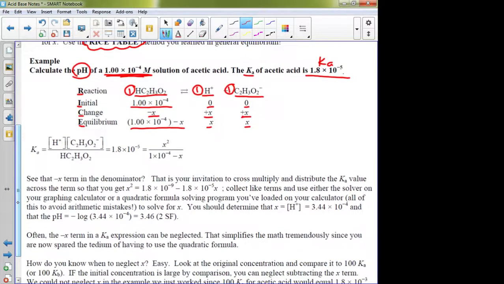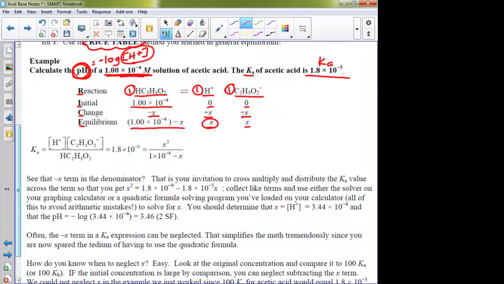So the next thing I have to do is try to solve for X, because if I want to find the pH, the first thing I have to find is my what? The concentration of my hydrogen. That's the only way I can get the pH, right? Yes.